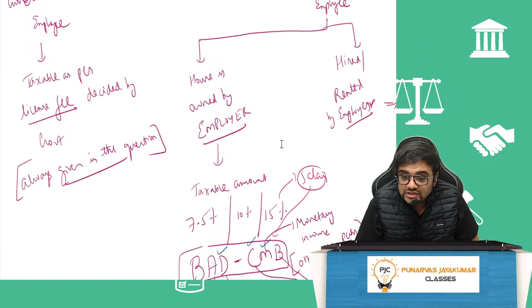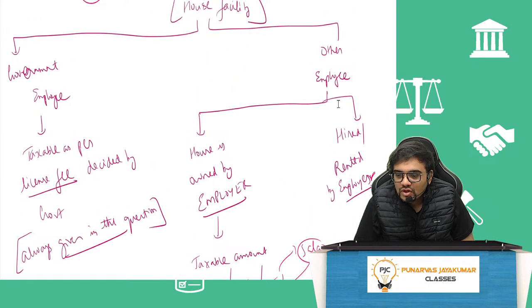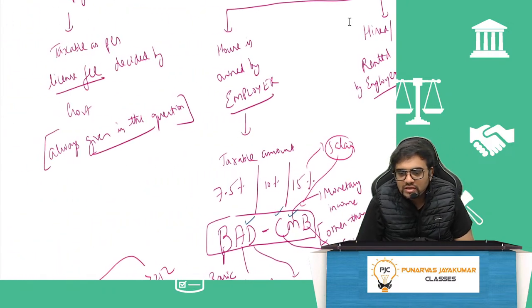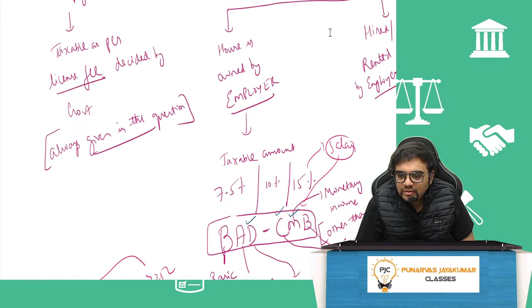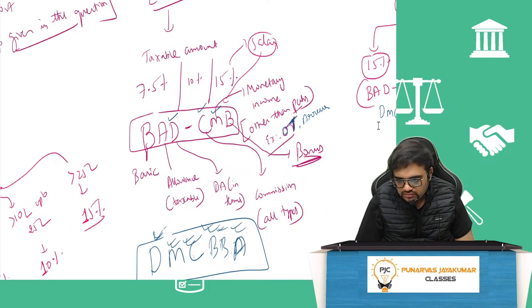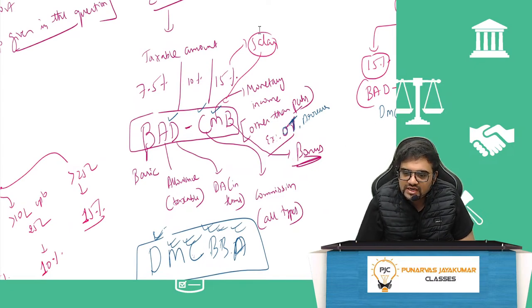Other employee, house is owned by the employer or hired by the employer. If it's hired by the employer, very simple, guys, we'll see that. If it is owned by the employer, then the taxable amount is how much? 7.5%, 10% or 15% of basic salary, all taxable allowances, DA, commission, all types of commission, any bonus or any monetary income, that is salary, other than perquisites. Whatever you are getting other than perquisites, like overtime allowance and all those things, will be taken into account.